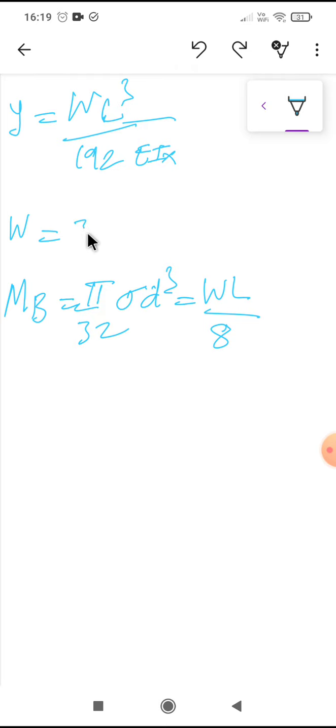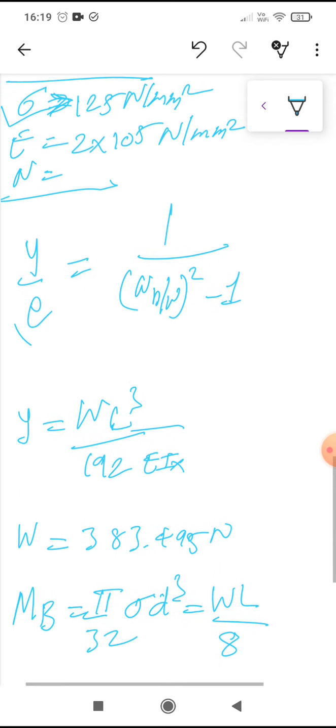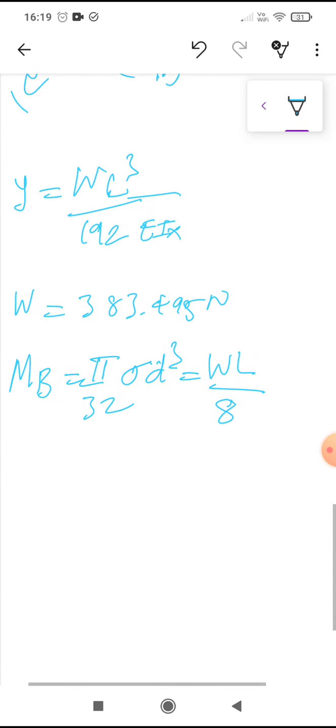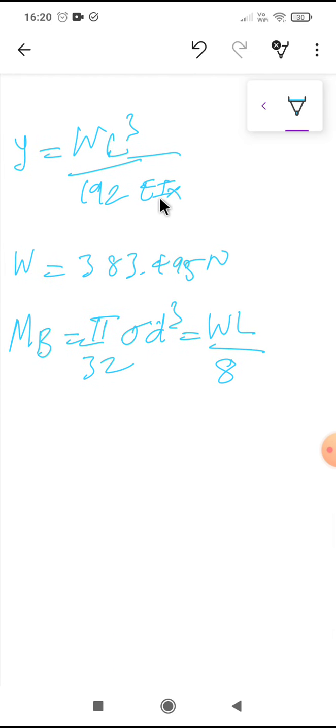So it is 383.495 Newton. Once we get W, we can get Y, because W we know, L cube we know, and E is given here. Then Ix. So now what is Ix?